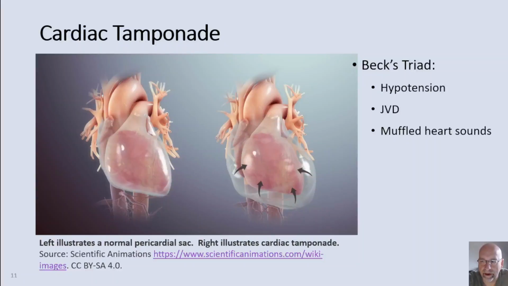Prehospital management of cardiac tamponade includes treating the patient for shock and rapid ALS transport to the closest receiving facility. Definitive care for this life-threatening emergency is a pericardiocentesis, which involves inserting a needle under the rib cage and into the pericardial sac to extract the blood. Unfortunately, this is not a skill included in most paramedics' scope of practice.